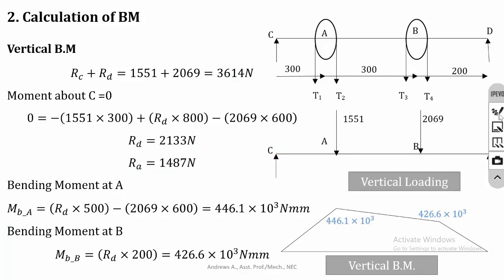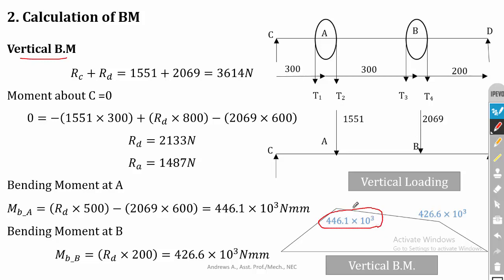So we have calculated the bending moment. If you have vertical and horizontal bending moment, then you have to draw the equivalent bending moment. If there is no horizontal component, then the vertical bending moment itself is enough. You can take the maximum bending moment value. So you can draw the bending moment drawing. In the drawing, you can see that the maximum bending moment is 446.1 into 10 power 3 Newton mm. This is our MB maximum.